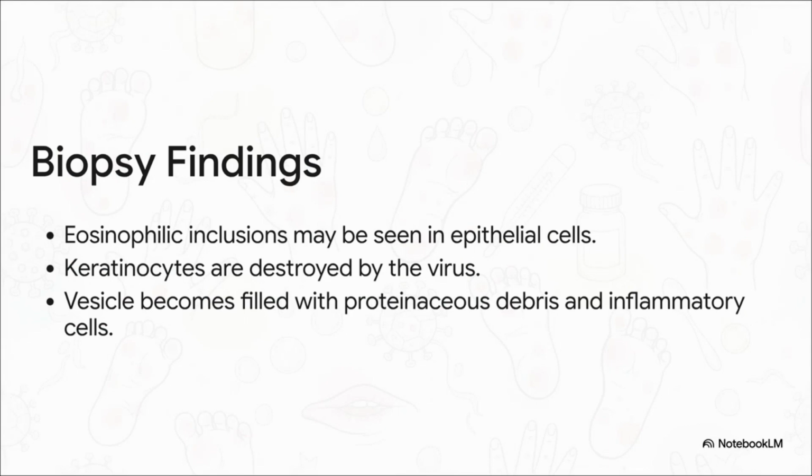blister. So, if you did send a sample to a lab, the pathologist's report would highlight a few things. They'd probably see pink staining inclusions inside the infected cells. They'd note the destruction of the keratinocytes, and they'd see that the vesicle itself is full of protein gunk and inflammatory cells that have rushed to the scene. It's basically a microscopic confirmation of the viral attack.